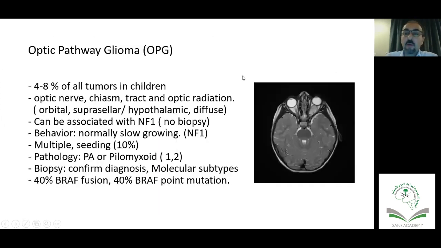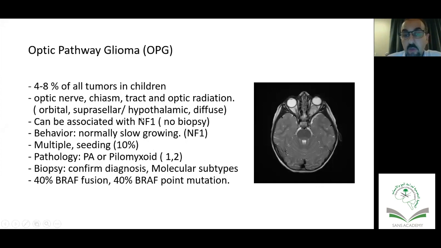Optic pathway glioma. Now, this is a clinical entity, okay, because the pathology could be pilocytic, could be pilomyxoid, and they behave in really different ways. They form about 4 to 8% of all CNS tumors in children. They can be in the optic nerve, the orbital part, or in the chiasm, so you'll see the suprasellar, hypothalamic part, or they could be diffused all over the optic tract and radiation, okay? And they're associated in a good percentage with NF1.